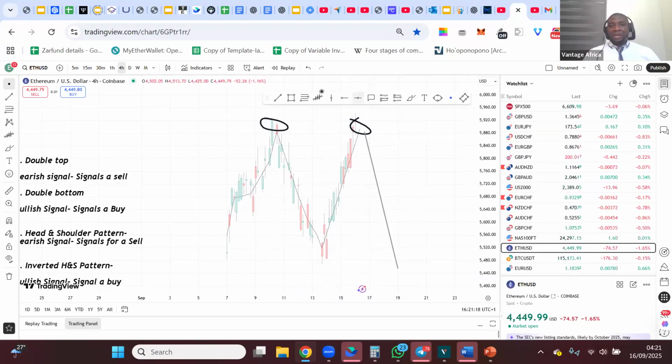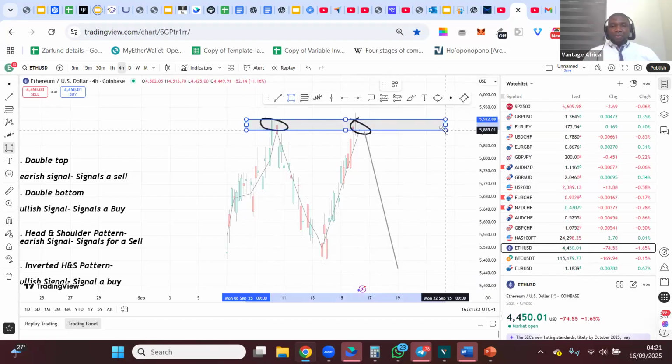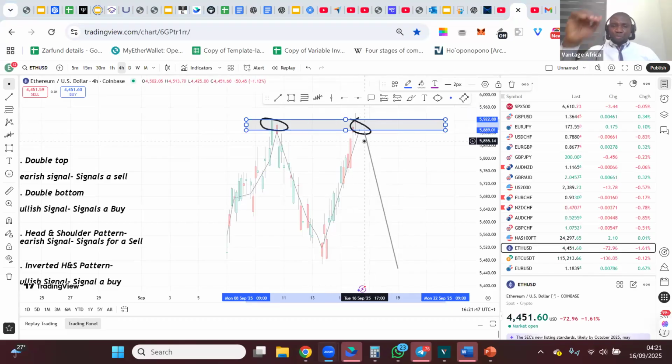you mark this area like a top, and once price hits that top again, you expect it to sell. You expect it to sell, but you do not just place your sell immediately. What you do is wait for price to come down. You wait for price to give you the signal that it is doing what you're expecting it to do.